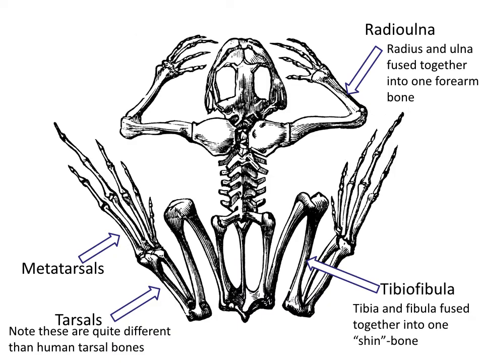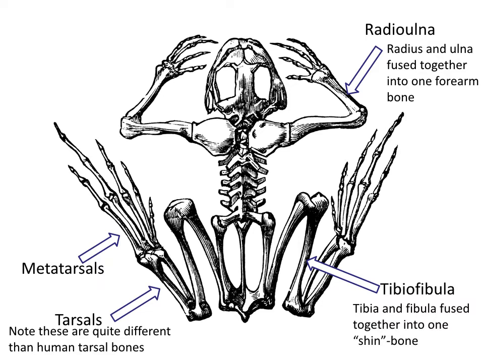So in a frog, they have phalanges just like we do. In the forelimb, you don't need to know the carpals and the metacarpals, really. Their radius and ulna are fused together into one bone. And then they have a humerus to connect the radio-ulna back to their shoulder girdle.